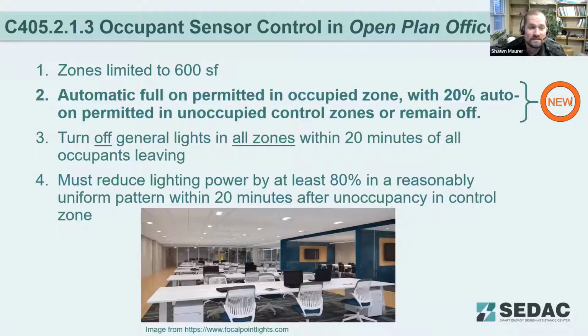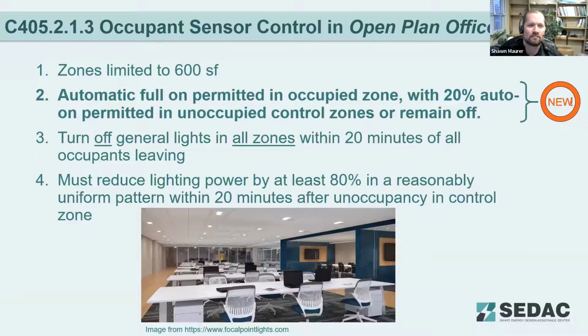For open plan offices, not a whole lot of changes here. They've done some rearranging of where requirements are located. Control zones are still limited to 600 square feet for an open plan office. Lighting in those areas, once the zone's unoccupied for 20 minutes, the lighting has to turn down to 20% or completely off in those zones. Once all those control zones are unoccupied, then the lighting should turn fully off.